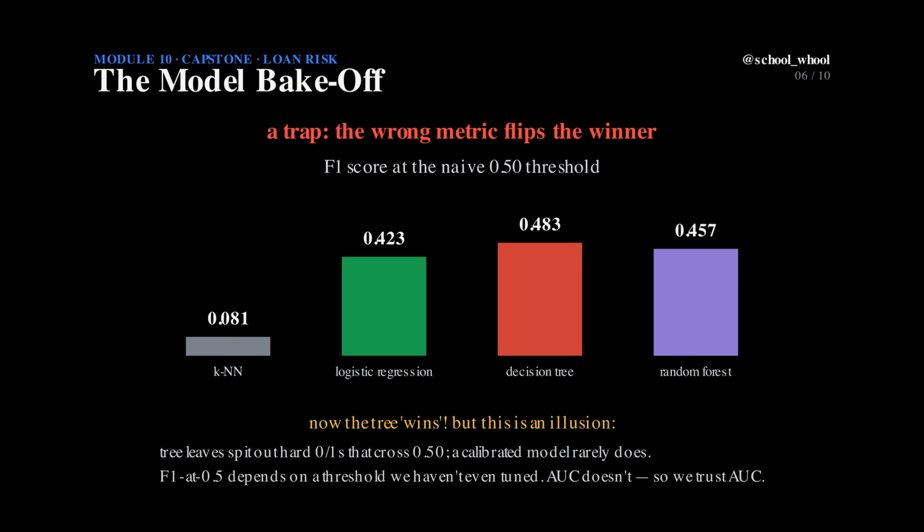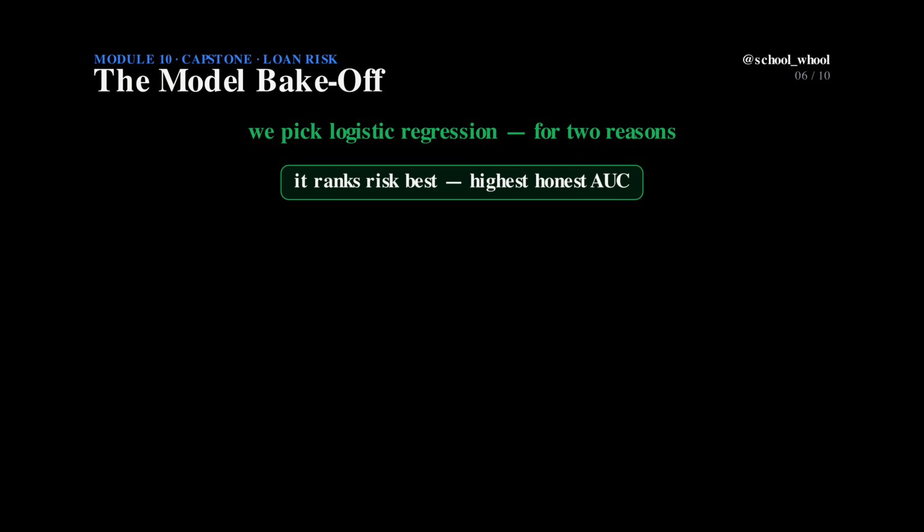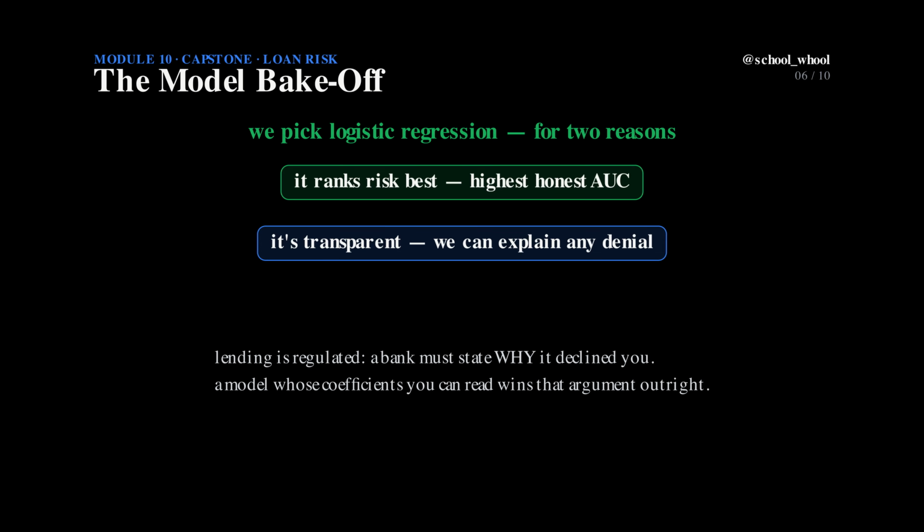So we crown logistic regression, for 2 reasons. First, it ranks risk best. It earned the highest honest AUC. Second, it is transparent. We can read its coefficients and explain exactly why any applicant was declined. That second reason is not a nicety. Lending is regulated. A bank is legally required to tell you why it turned you down. A model whose reasoning you can read wins that argument outright, even against a slightly stronger black box.